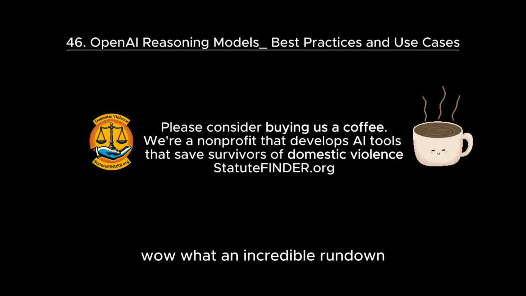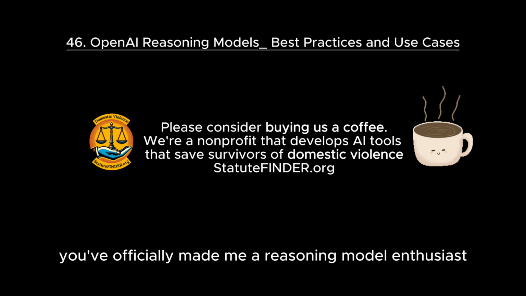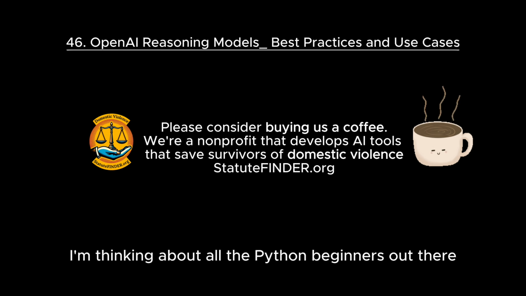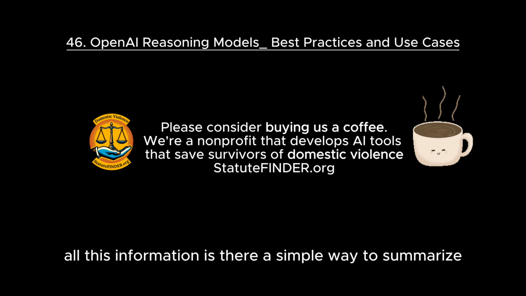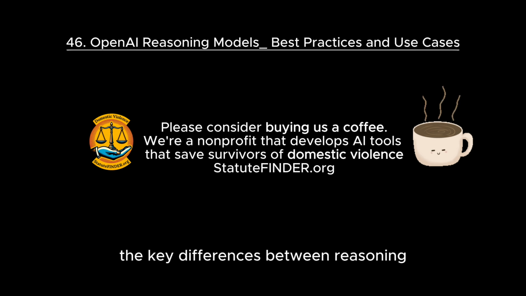Wow, what an incredible rundown. You've officially made me a reasoning model enthusiast. But now I'm thinking about all the Python beginners out there who might be feeling a little overwhelmed by all this information. Is there a simple way to summarize the key differences between reasoning and GPT models?